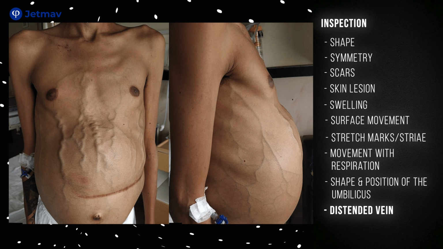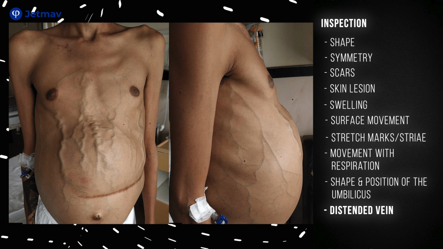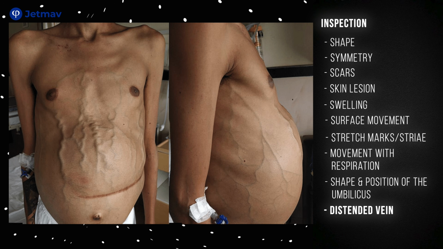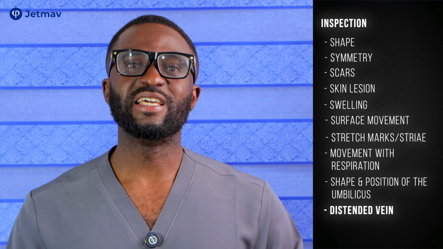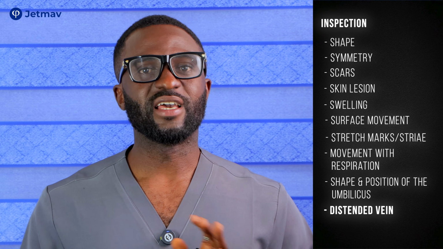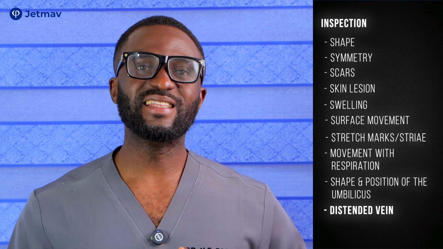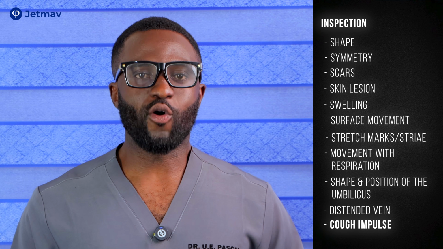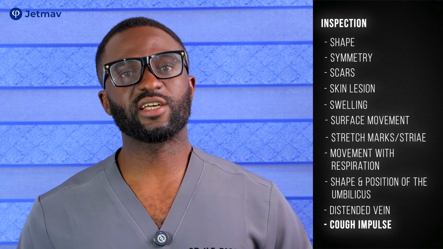This usually occurs when blood flow through the liver is blocked, a condition called portal hypertension, and it commonly occurs due to liver cirrhosis. So because blood can't pass easily through the liver, it finds other routes. Then it flows backward through small veins around the abdomen, making them big and visible. Then you can also go ahead to ask your patient to cough. In this way, you're going to check out for any herniations during that cough.